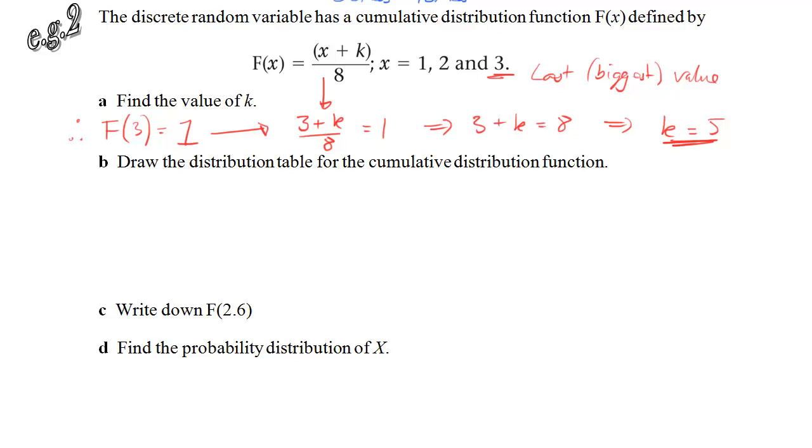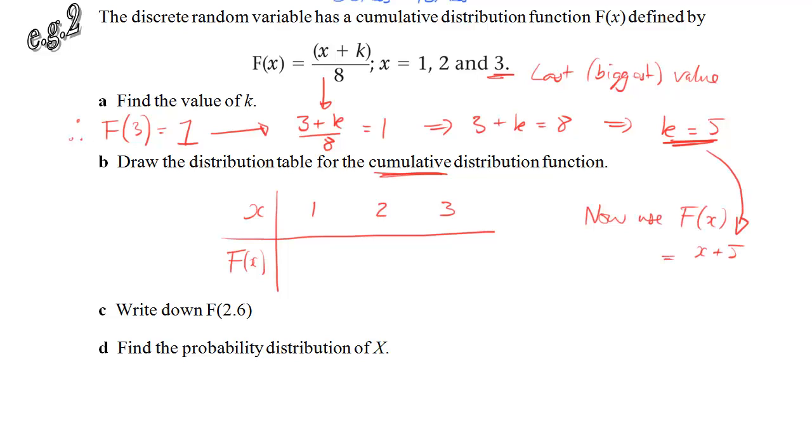And a bit like the other question, this now unlocks the rest of the question. So we want a distribution table for the cumulative distribution function. So actually, we don't want the probabilities, we just want f of x. So let's see how we can populate this table. Well, now that we know what k is, my formula isn't x plus k over 8 anymore, it's x plus 5 over 8. And we simply use that formula to work out the three values. So substitute x equals 1, 1 plus 5 over 8 is 6/8, which of course is 3/4. When x equals 2, 2 plus 5 is 7, 7 over 8. And of course, the last one, you can work it out. You can do 3 plus 5 over 8 equals 1, but we already know that that one equals 1. That's the whole point.